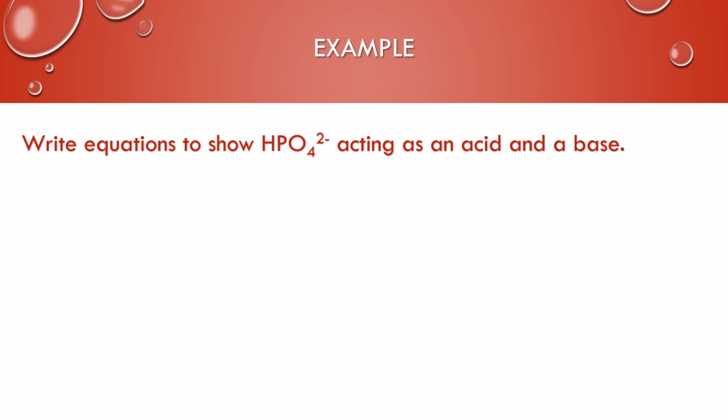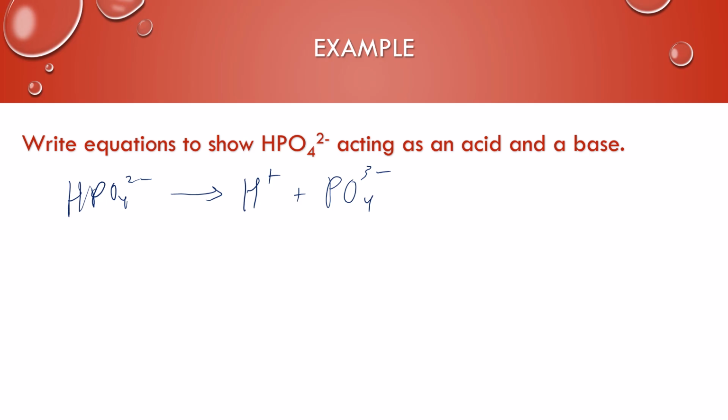Now our last example here, we want to show HPO4 2- acting as an acid and a base. If it's acting as an acid, it's going to donate a hydrogen to the solution. So you're leaving a hydrogen out. Rewrite it a little neater. And what's left behind is the phosphate ion, PO4 3-.